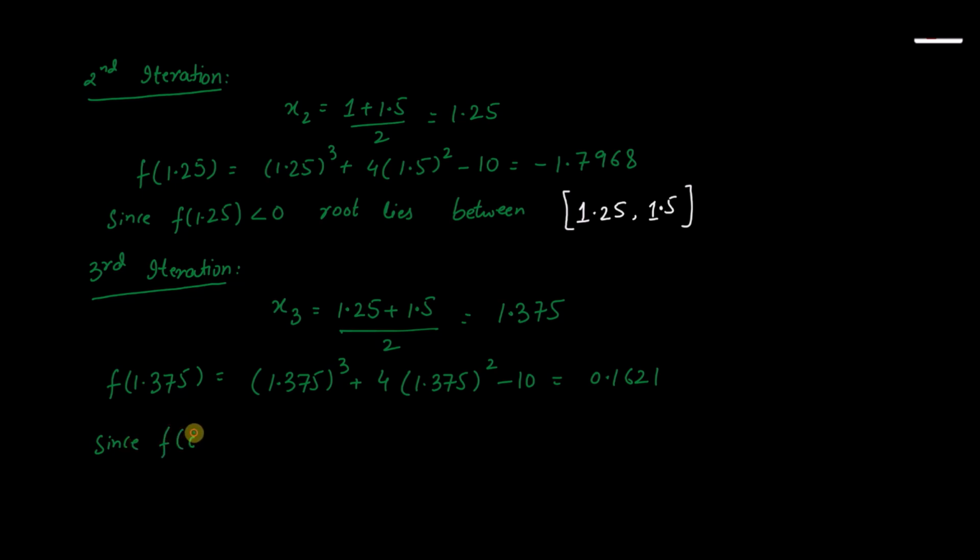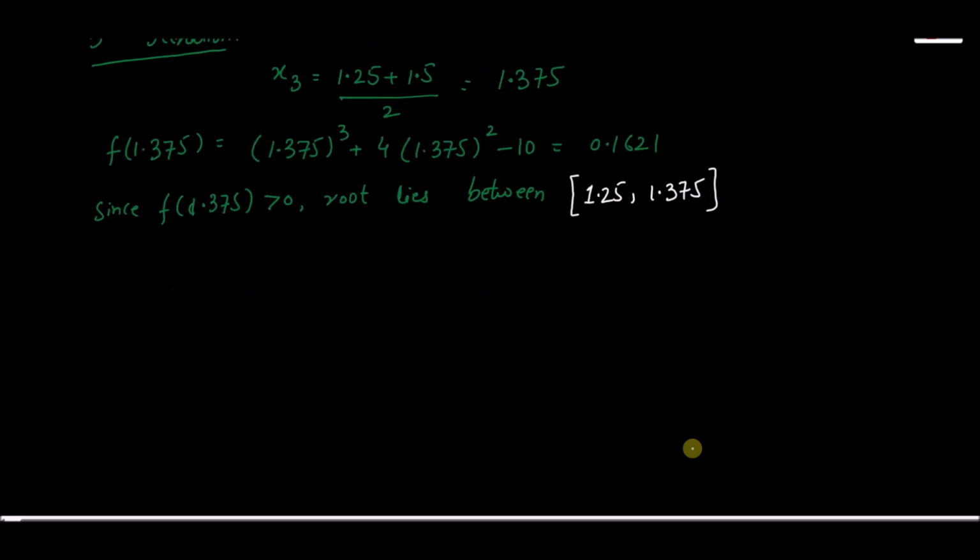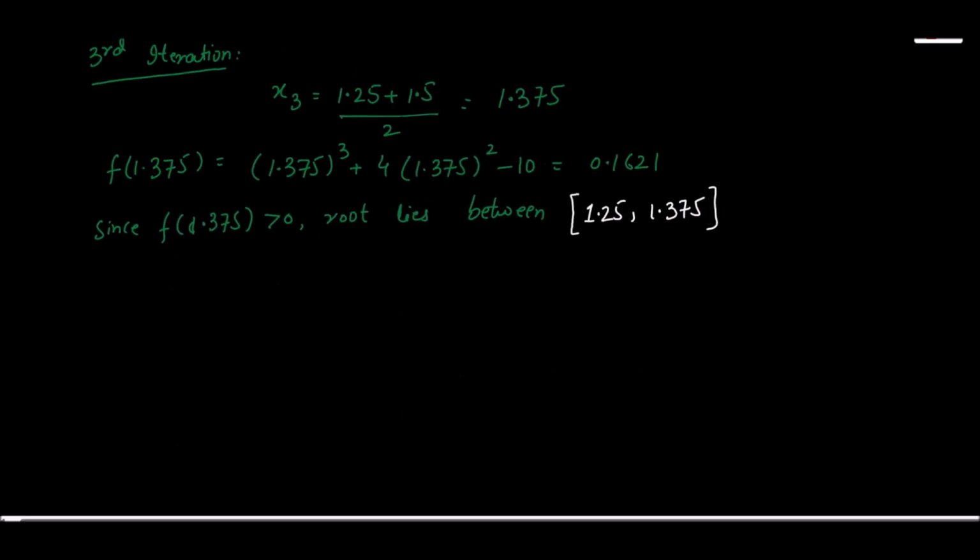Since f(1.375) is greater than 0, the root lies between 1.25 and 1.375. We need to update on the positive side, so our new interval is 1.25, which remains the same, and the positive side becomes 1.375. Now we proceed toward the fourth iteration.